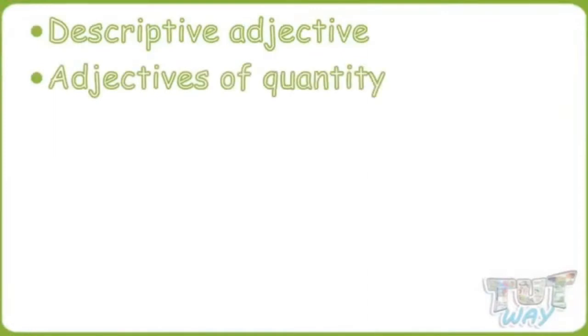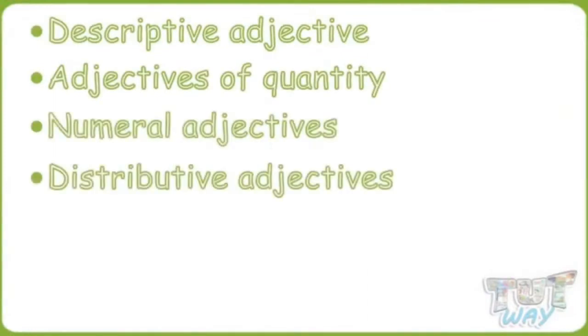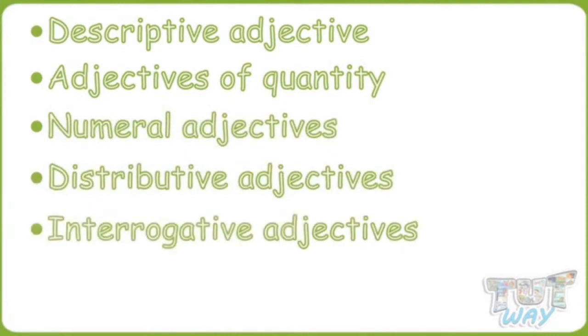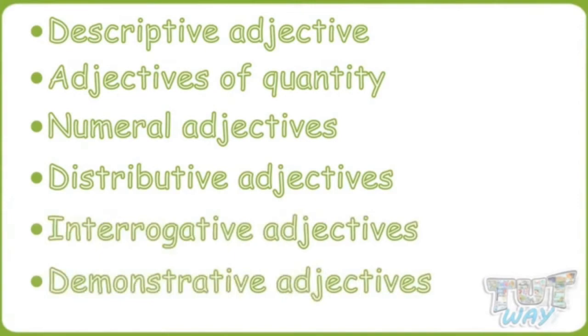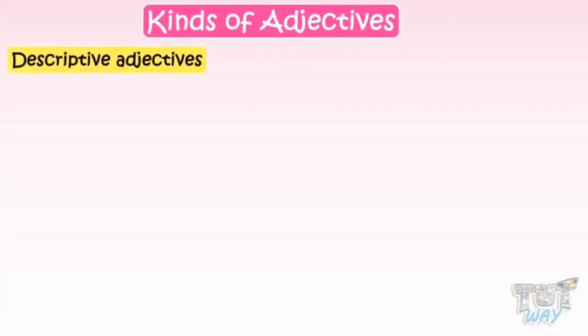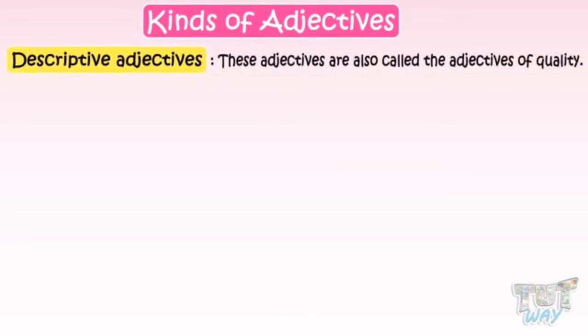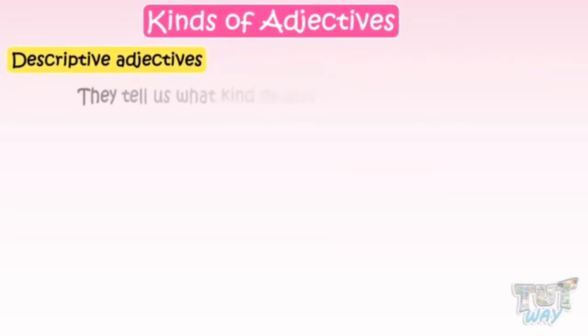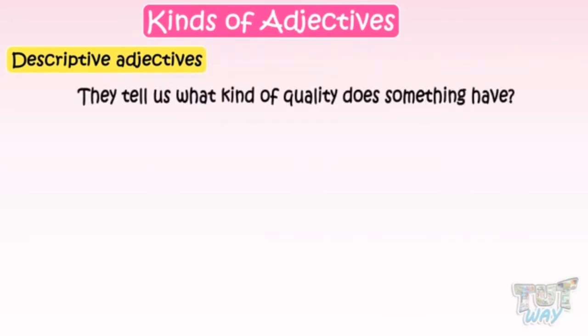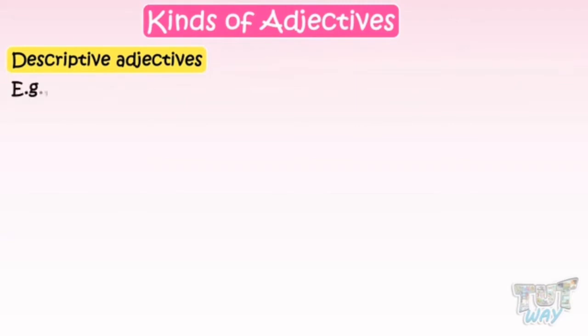So today we are looking at 6 types of adjectives. Descriptive adjectives, adjectives of quantity, numeral adjectives, distributive adjectives, interrogative adjectives, and demonstrative adjectives. And we want to begin with the descriptive adjectives. These adjectives are also called adjectives of quality. In fact, they tell us what kind of quality something has.